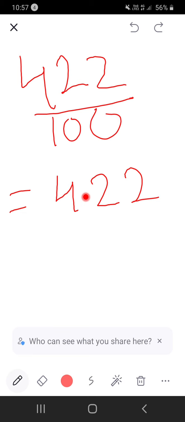Okay, so let us write. We will put a decimal point in between 4 and 22. So the answer will be 4.22. Like this we have to divide. And children, in a similar way you can write a decimal number as a fraction.